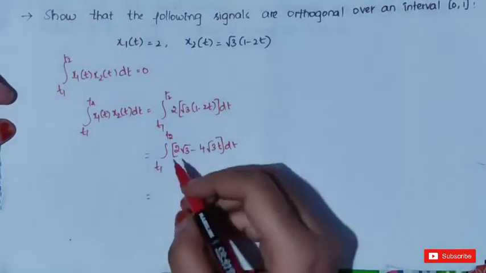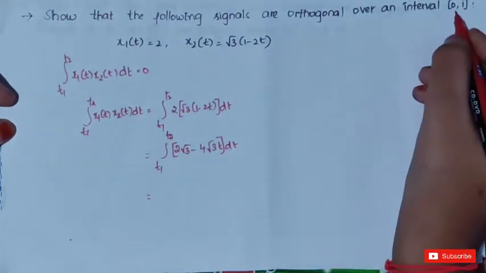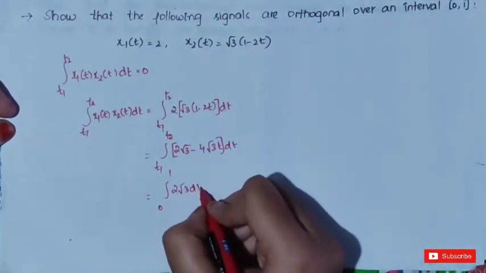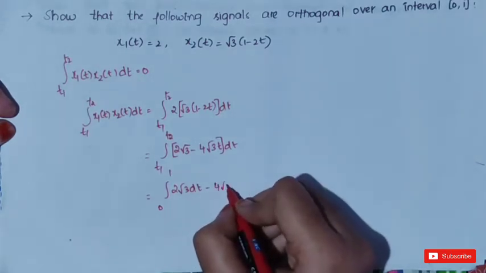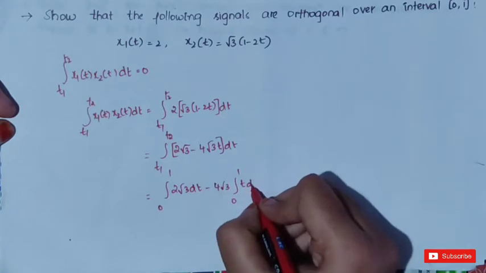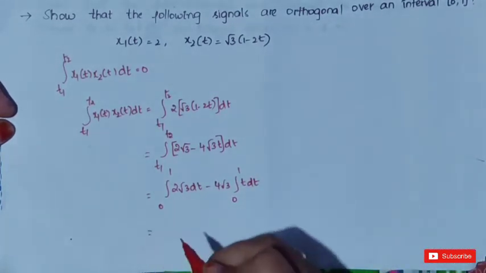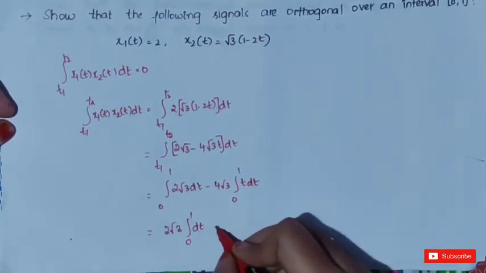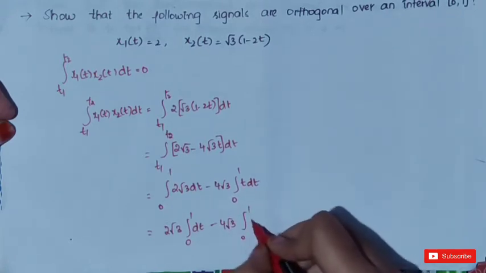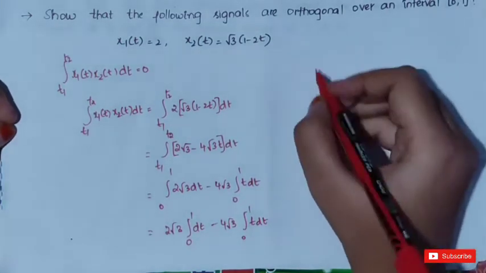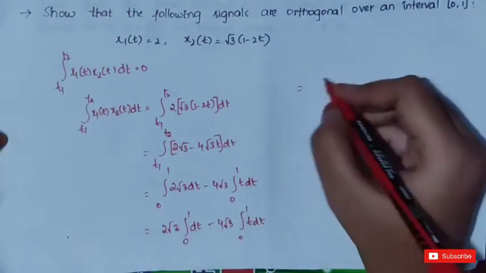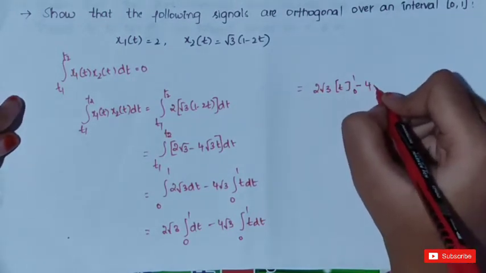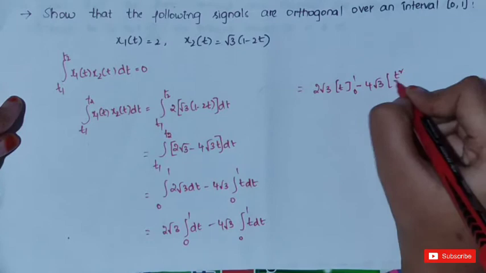Now what is t1 to t2? Here the interval is given as 0 to 1. So integral 0 to 1 of 2 root 3 dt minus 4 root 3 into integral 0 to 1 of t dt. Here 2 root 3 is a constant value, so bring it outside. 2 root 3 integral 0 to 1 dt minus 4 root 3 integral 0 to 1 t dt. So 2 root 3 into integral of dt is nothing but t, minus 4 root 3 into integral of t dt, which is t square by 2.